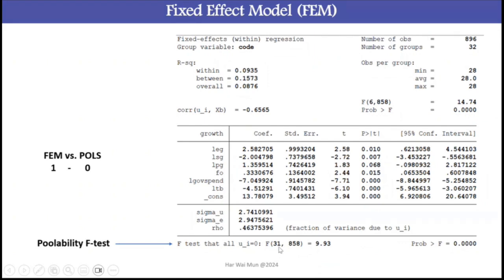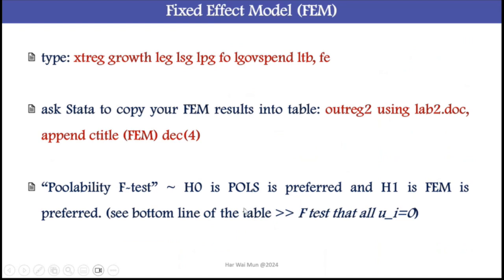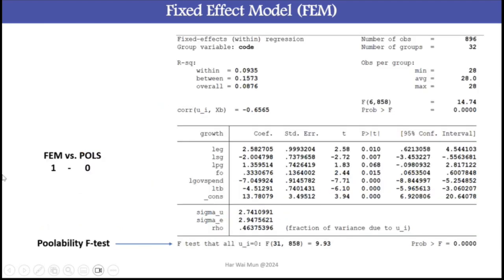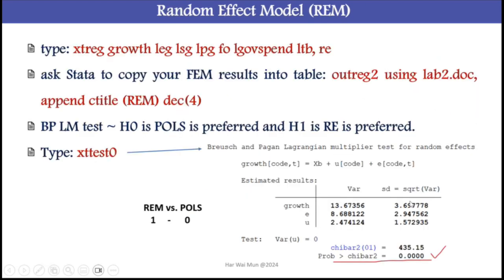So what does it mean? If this probability test is significant, because in the probability test the H0, the null hypothesis, is pooled OLS is preferred. But because it's significant, that means we reject the H0. Therefore, H1, FEM is preferred. So in this probability test, if it's significant, that means FEM wins. So FEM 1, OLS 0. So we win one match to 0. Okay, then we continue.